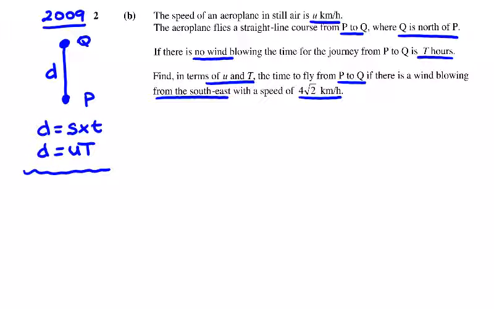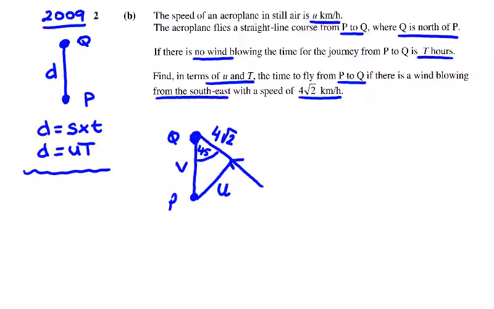When there is a wind, if we're at P and we want to go to Q, if we're playing golf and the wind is coming from the southeast, it's coming off this side here. So we'd have to hit the ball out to the right in this direction for it to end up at Q. And that's the plane going in that direction with a speed of u. The wind has a speed of 4√2 off the southeast, gives 45-degree angles, and we'll call the velocity of the plane v. Now we'll call this one A.